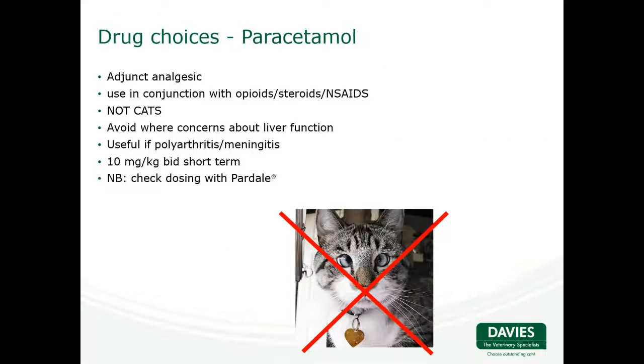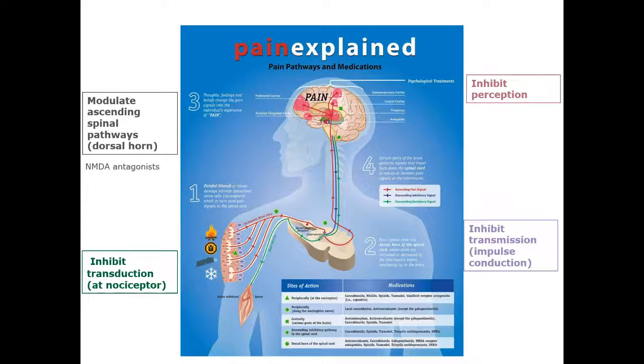So paracetamol sort of fits alongside these drugs. It's not a non-steroidal. We can use it alongside these other drugs, but never, ever, ever in cats. It's really good for things like polyarthritis and meningitis. We use it intravenously at 10 mg/kg BID in the short term. You can use higher doses orally longer term, and Pardale contains paracetamol. Again, not enough time to go into it in detail, but it is a useful perioperative analgesic choice.